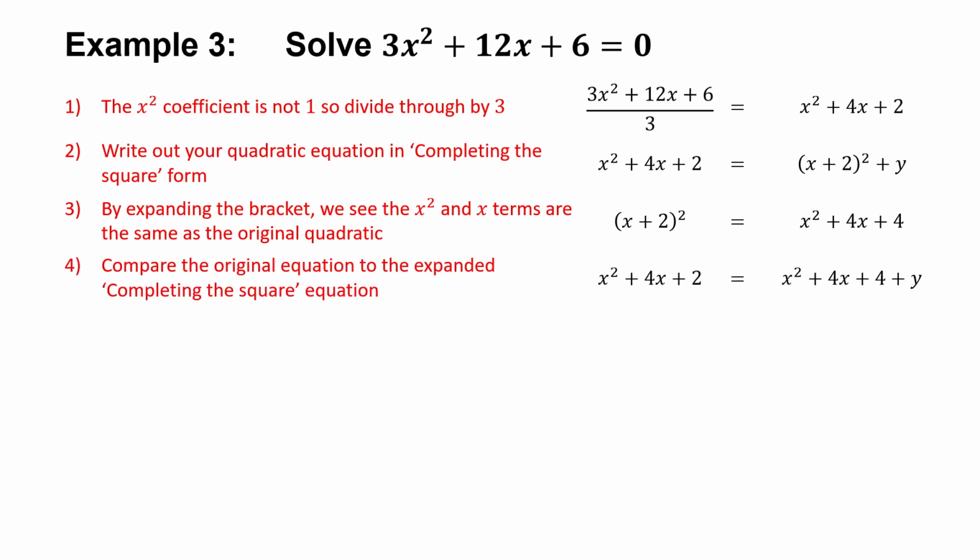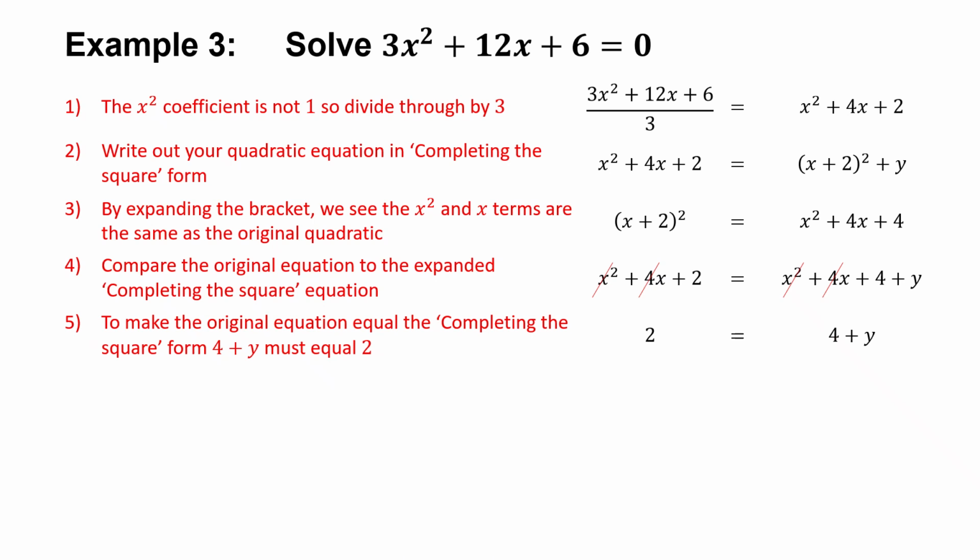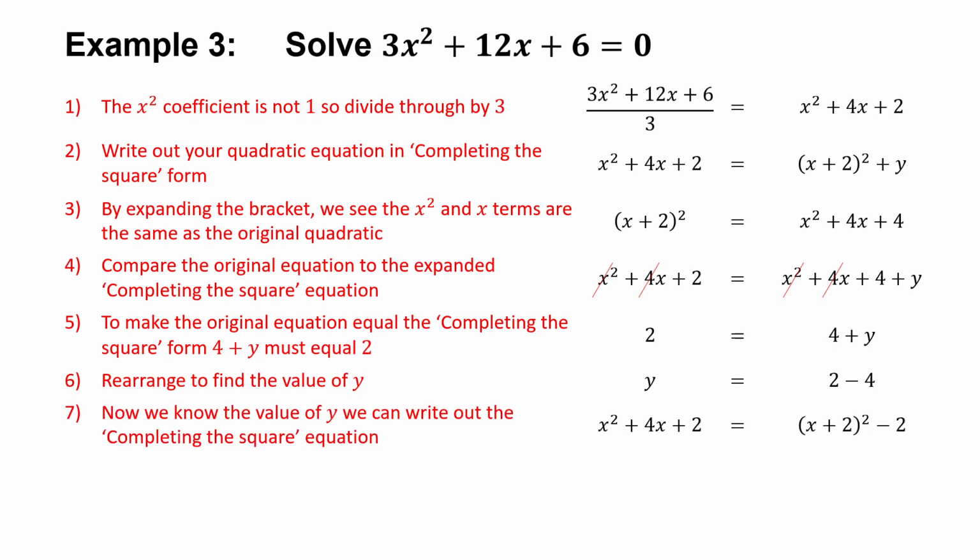So if we rewrite step 2 with the bracket expanded, this gives us x² + 4x + 2 = x² + 4x + 4 + y. So if we look at the equations in step 4, we can see that the x squared term cancels out and the 4x term cancels out, and we're left with 2 is equal to 4 + y. We can rearrange this to get that y is equal to 2 minus 4, which is minus 2. So when we rewrite out our equation, we have that x² + 4x + 2, which is our original equation, is equal to (x + 2)² − 2.